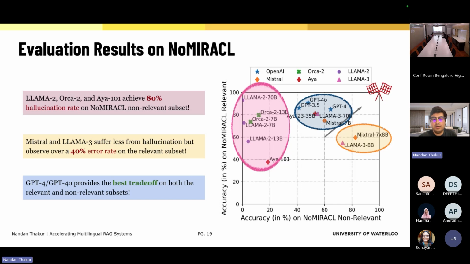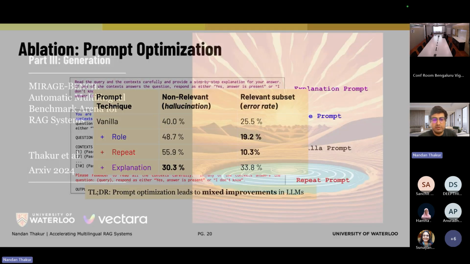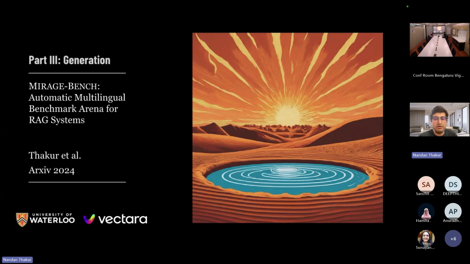Okay. Yeah, thanks for the questions. Let me move on to the third part of it. This is the generation part, where I'll be talking about MIRAGE-Bench, which is an automatic multilingual benchmark arena for RAG systems. This was a recent work which appeared on arXiv, I think, a few months ago.